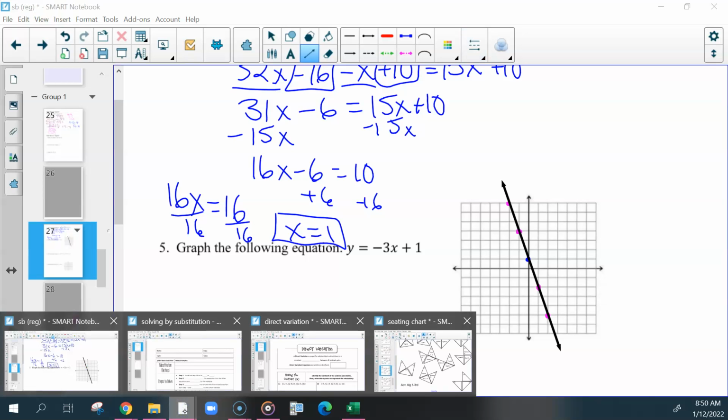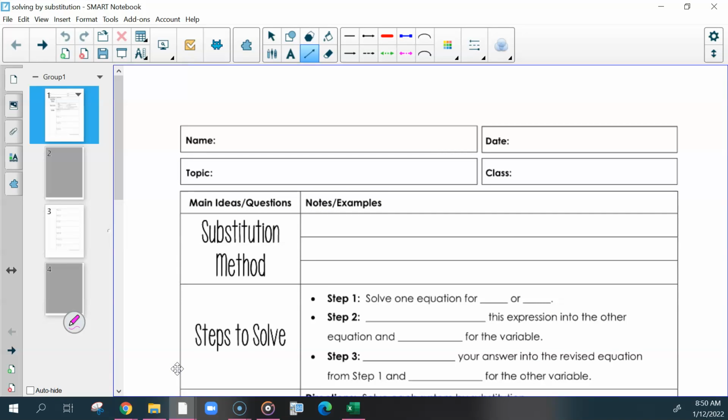You should have these notes on your desk, the substitution method. This is going to be the second way we solve systems of equations. There are 3 methods in all, and we'll talk about the next one on Friday. And then when we talk about word problems, you'll have 3 different methods to solve them.